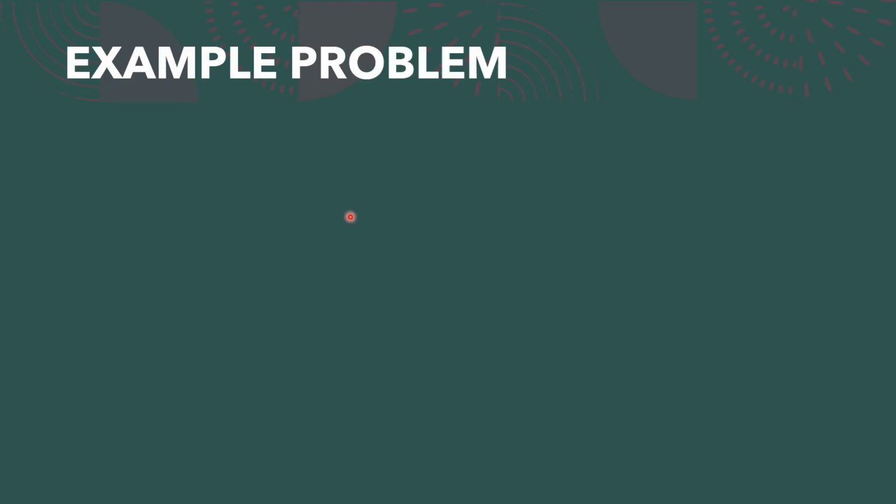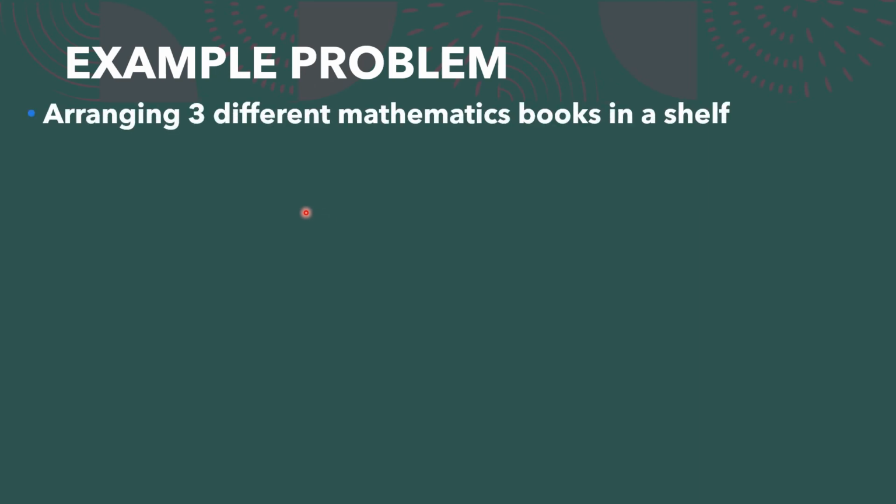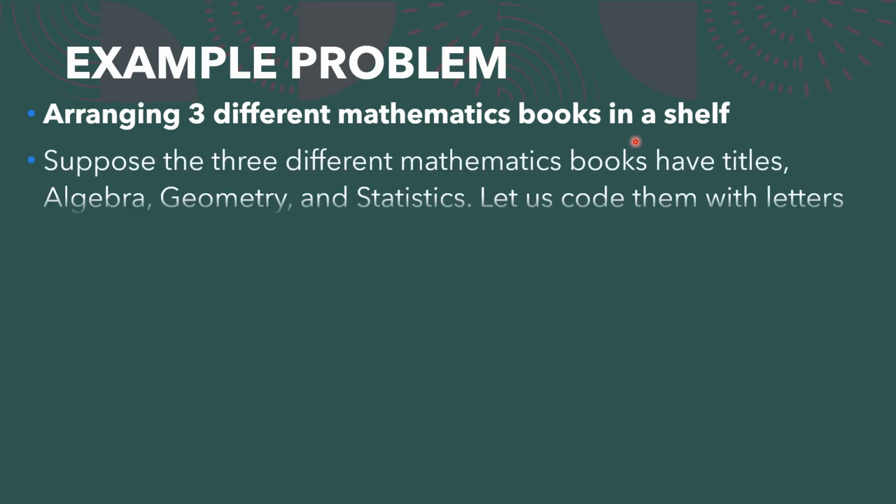Let's try to solve some distinct permutation. First, arranging 3 different mathematics books in a shelf. So, is this a distinct situation? Yes, because we have 3 different mathematics books. And it is a line in a shelf. So, it will represent a line. It is arranged in a line.